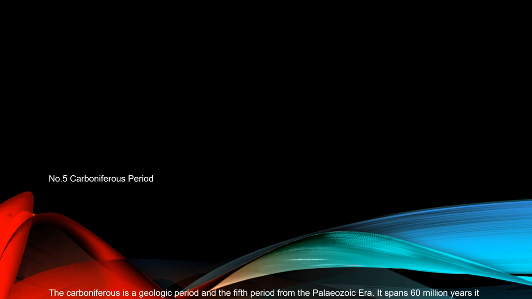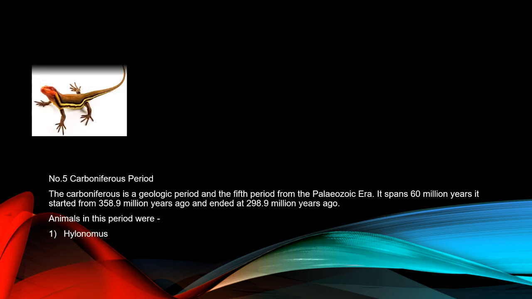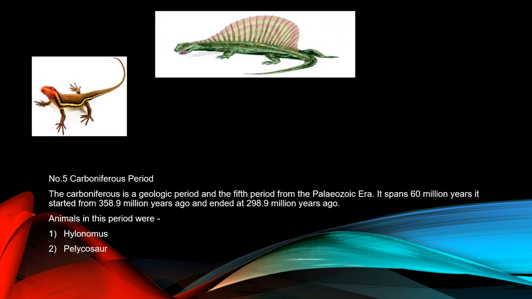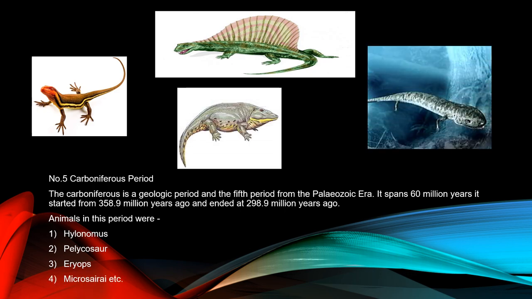Number 5. Carboniferous. The Carboniferous is a geologic period and the fifth period from the Paleozoic era. It spans 60 million years. It started from 358.9 million years ago and ended at 298.9 million years ago. Animals in this period were Hylonomus, Pelycosaur, Aerops, Microcirri, etc.